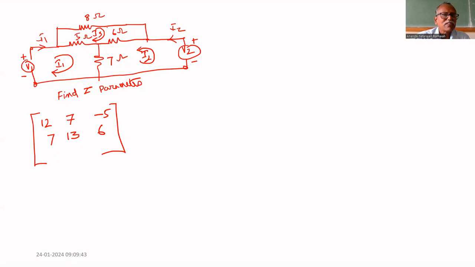What is the sum of resistances in the third loop? 6 plus 5 is 11, plus 8 is 19. What is common to loop 3 and loop 2? 6. The direction of current is the same, that's why positive. Between loop 3 and loop 1, 5 is common. The direction of current is opposite, that's why minus 5. That's all. Then the sum is solved.